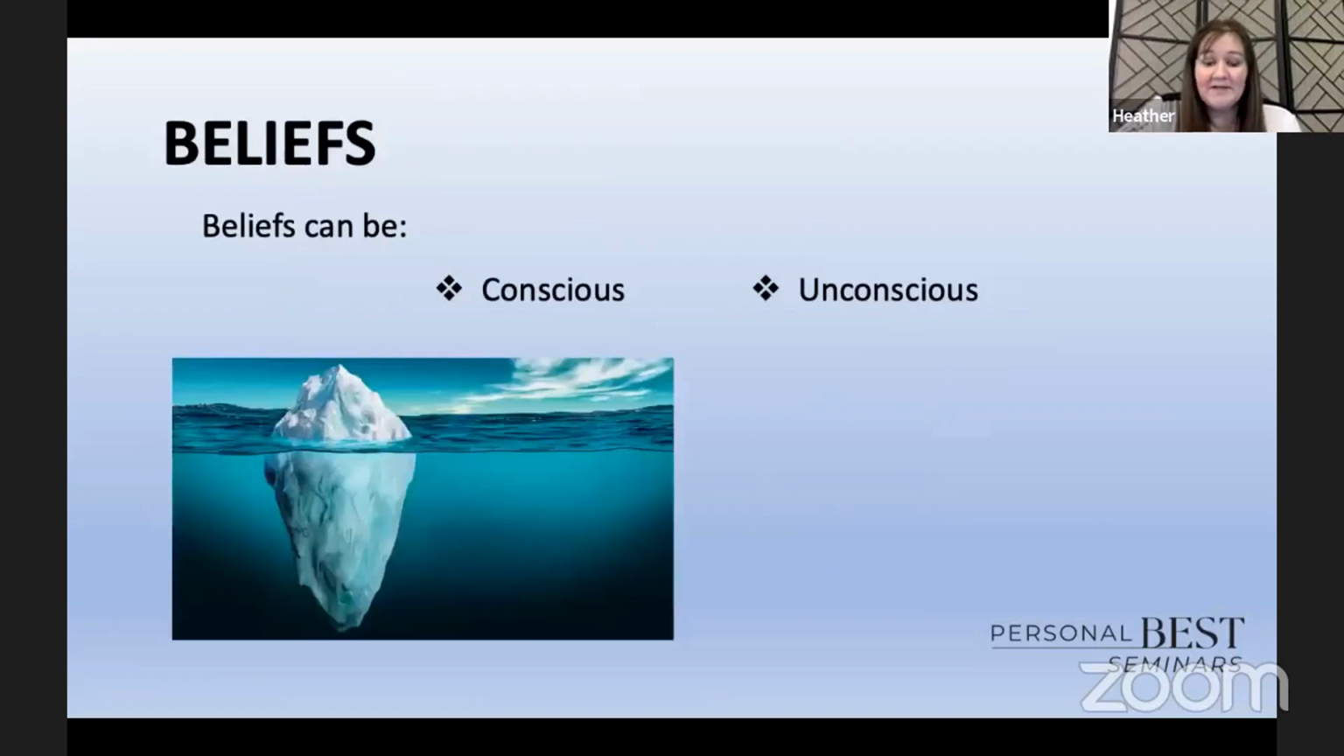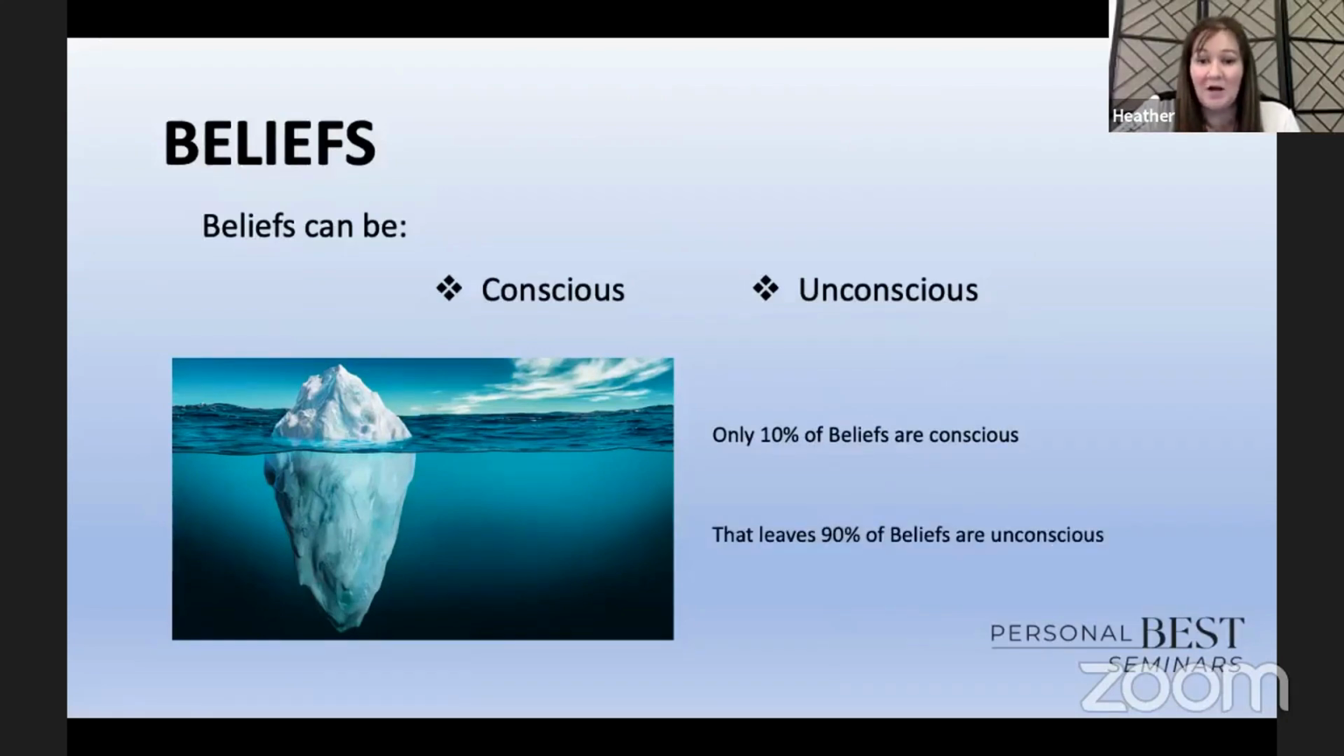Let's start with conscious and unconscious. I really love this analogy of the iceberg. What they say about the iceberg is that about 10% of it is visible and 90% isn't visible. The same goes for your belief system: you could have about 10% of your beliefs that are conscious, which leaves about 90% of your beliefs that are unconscious. Conscious beliefs are beliefs you're aware of. Unconscious ones, of course, are those that you are not aware of.